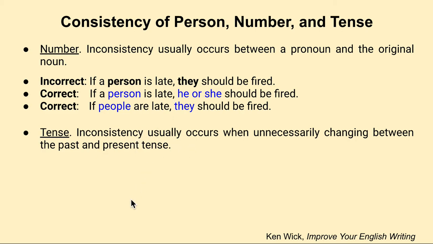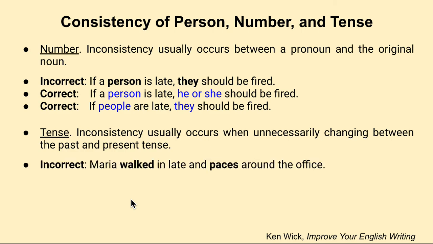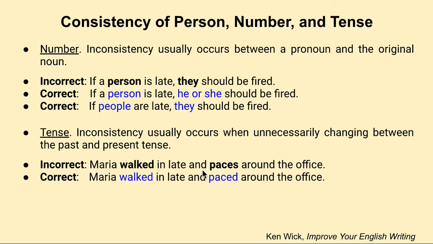So, for this tense consistency, let's look at the examples. Incorrect is Maria walked in late and paces around the room. Basically a past to present. And then correct would be Maria walked in late and paced around the office.